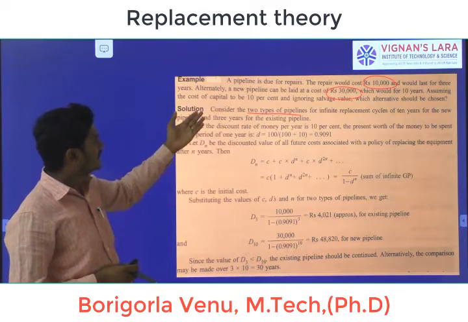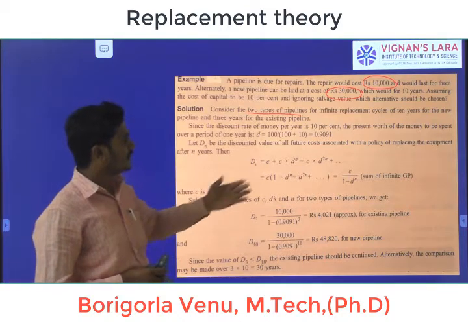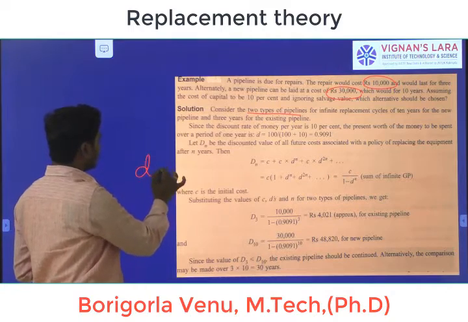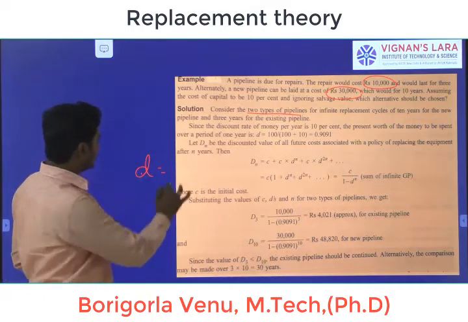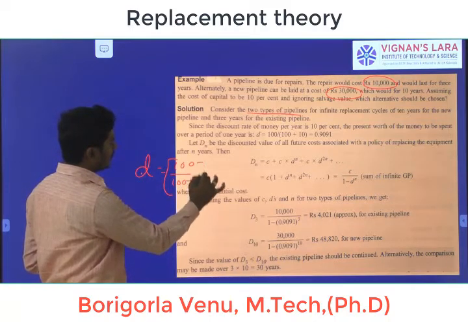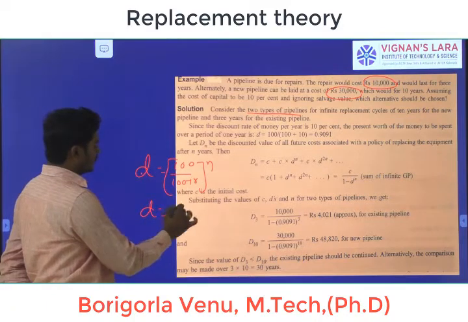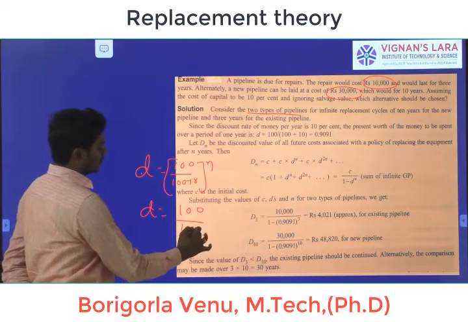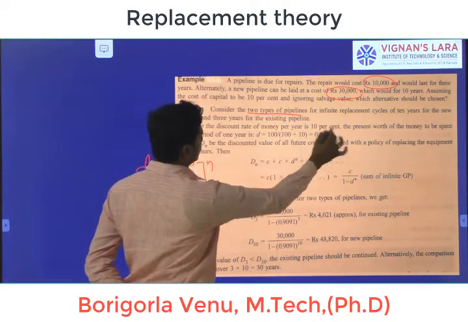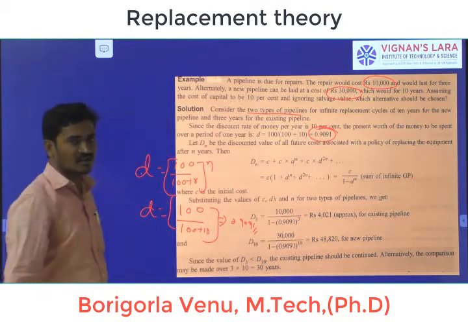In our problem, they are given the discount rate is 10%, the present worth factor of the money. Here we know how we calculate the depreciation cost: D is equal to 100 by (100 plus r) power n. Initially we don't take any value, so D is equal to 100 by (100 plus 10). From this we are going to get 0.9091. This is our depreciation cost value.